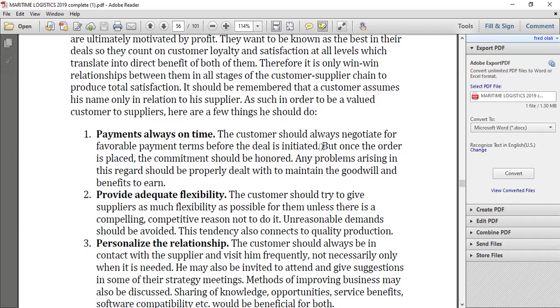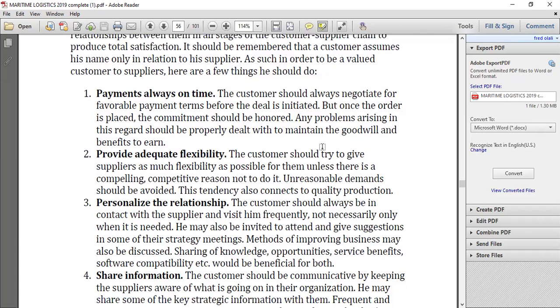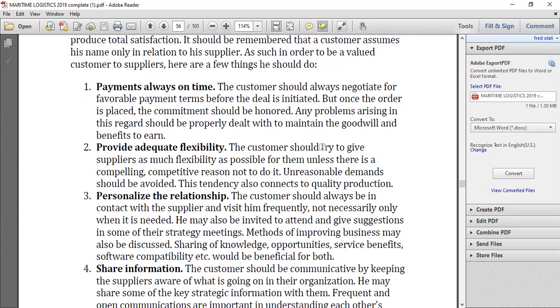Personalize the relationship. The customer needs to always be in contact with the supplier and visit him frequently, not necessarily only when he's needed. He should also be invited to attend and give suggestions in some of their strategy meetings. Methods of improving business may also be discussed. Sharing of knowledge, opportunities, service benefits, software compatibility. So you need to involve them. That relationship should be there. If they're doing something, they can invite their clients so that the clients can also give their suggestions on what they need.